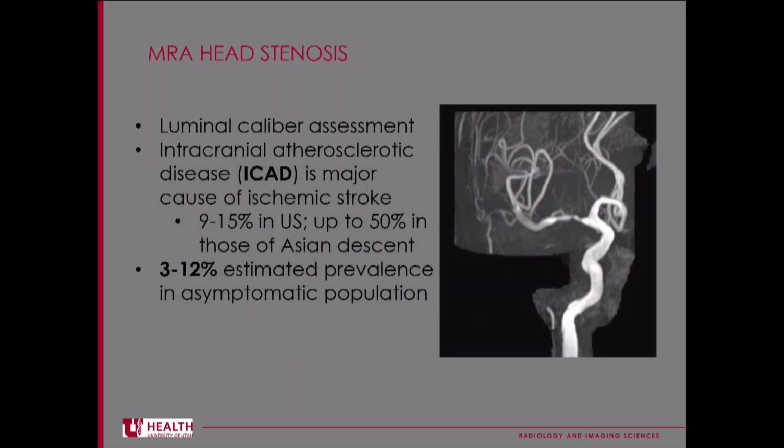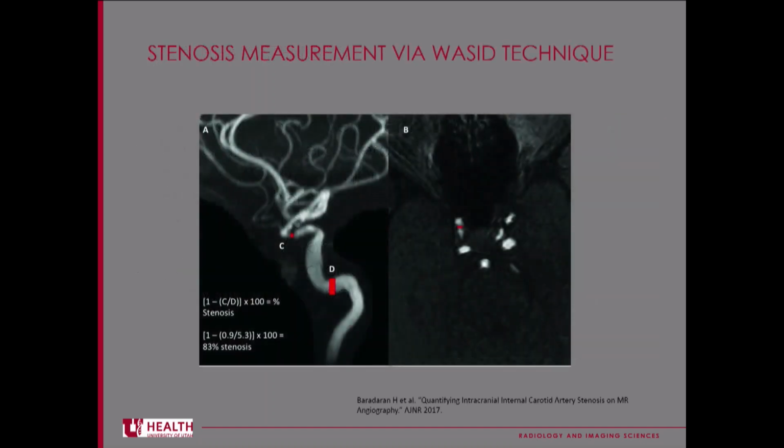Another thing that we want to use MRA for is looking for any areas of stenosis, and so a luminal caliber assessment. There are lots of reasons for vessels to be narrowed intracranially, but the most common is intracranial atherosclerotic disease, and it's a major cause of ischemic stroke, and quite a relevant contributor to intracranial ischemic stroke. So here's just an example.